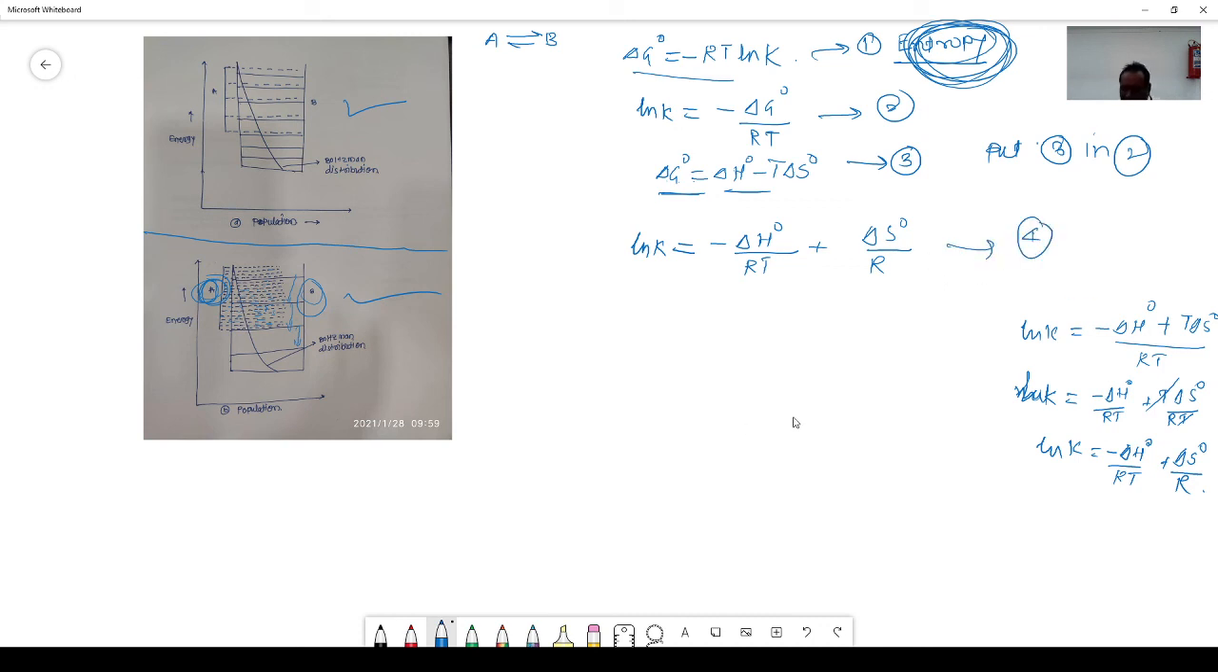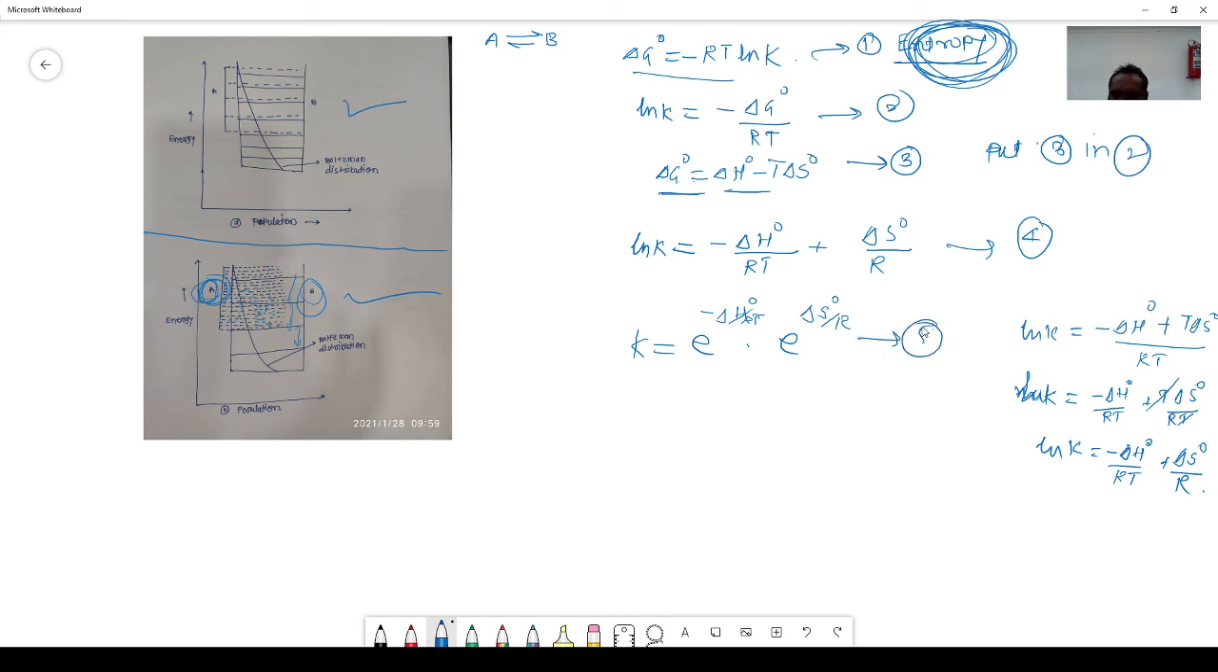Suppose consider this is equation number 4. Then if I remove the ln K in this equation, it comes out to be K is equal to e raised to minus delta H0 divided by RT into, because according to the rules of exponentials, e raised to delta S0 divided by R. So this is the final equation number 5.